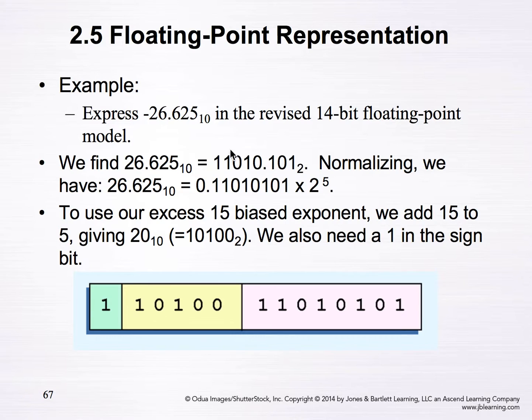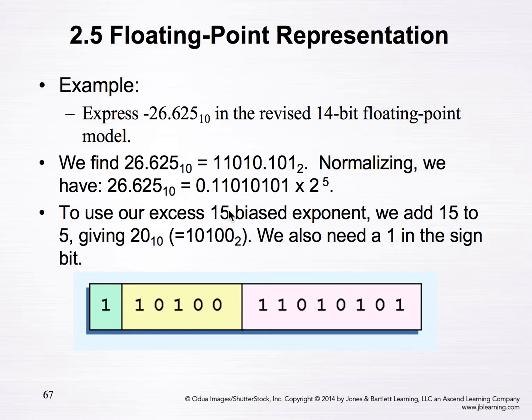We know that this one is not in the normalization form yet, so we need to normalize, and in order to do that, we shift the binary point from here all the way up here. So we have 1, 2, 3, 4, 5. So this number is equal to this number times 2 power 5. Five, because we moved the binary point to the left 5 spots.